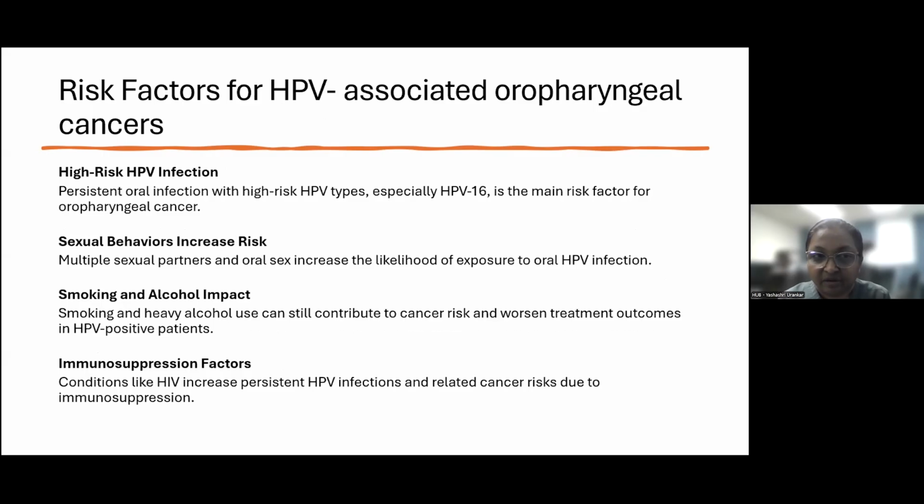Now, looking at the risk factors for HPV, the primary risk factor for HPV-associated oropharyngeal cancers is persistent oral infection with high-risk HPV types, especially HPV-16. Sexual behaviors that increase the likelihood of oral HPV exposure, such as multiple sexual partners and oral sex, are strongly associated with this infection. Coming to smoking and alcohol, smoking and heavy alcohol use can still contribute to cancer risk and worsen the treatment outcomes of HPV positive patients.